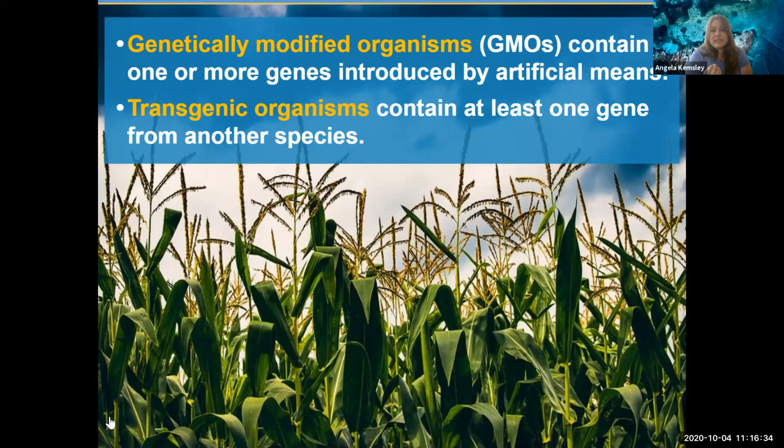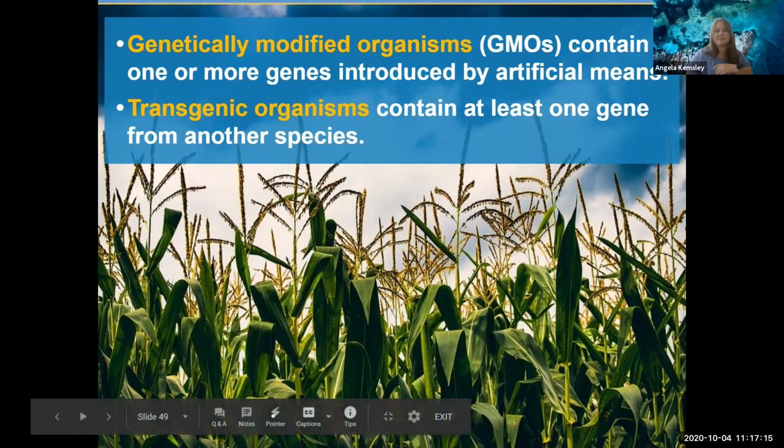So genetically modified organisms, or GMOs, contain one or more genes that are introduced by these artificial means, and transgenic organisms contain at least one gene from another species. And so sometimes what we do is we take a gene from another species, like say there is a similar species that is drought tolerant or pest resistant. We can identify, we can isolate that gene, and then we can insert that into the other crop that we're interested in order to make that crop more drought tolerant or more resistant to pests or disease. And so those are known as transgenic organisms, when they have at least one gene from another species.